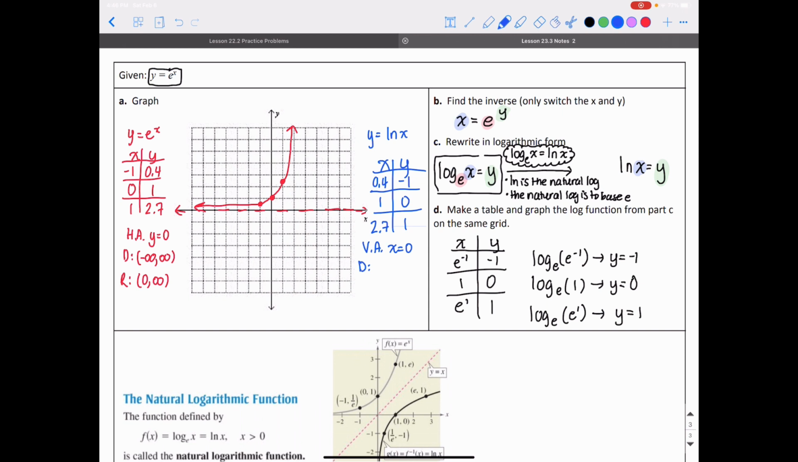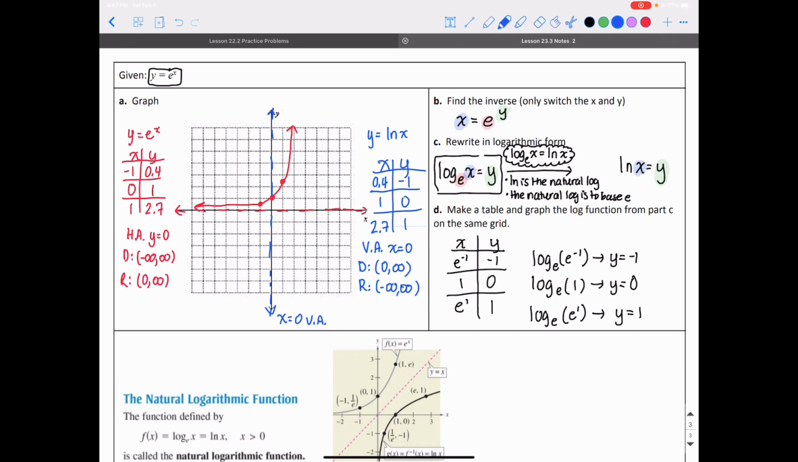I know this is the inverse, so I know the domain is going to be 0 to infinity since the range here was 0 to infinity. And I know the range is going to be negative infinity to positive infinity because that's always the case for logarithms. The vertical asymptote, I'm going to draw it at x is equal to 0.